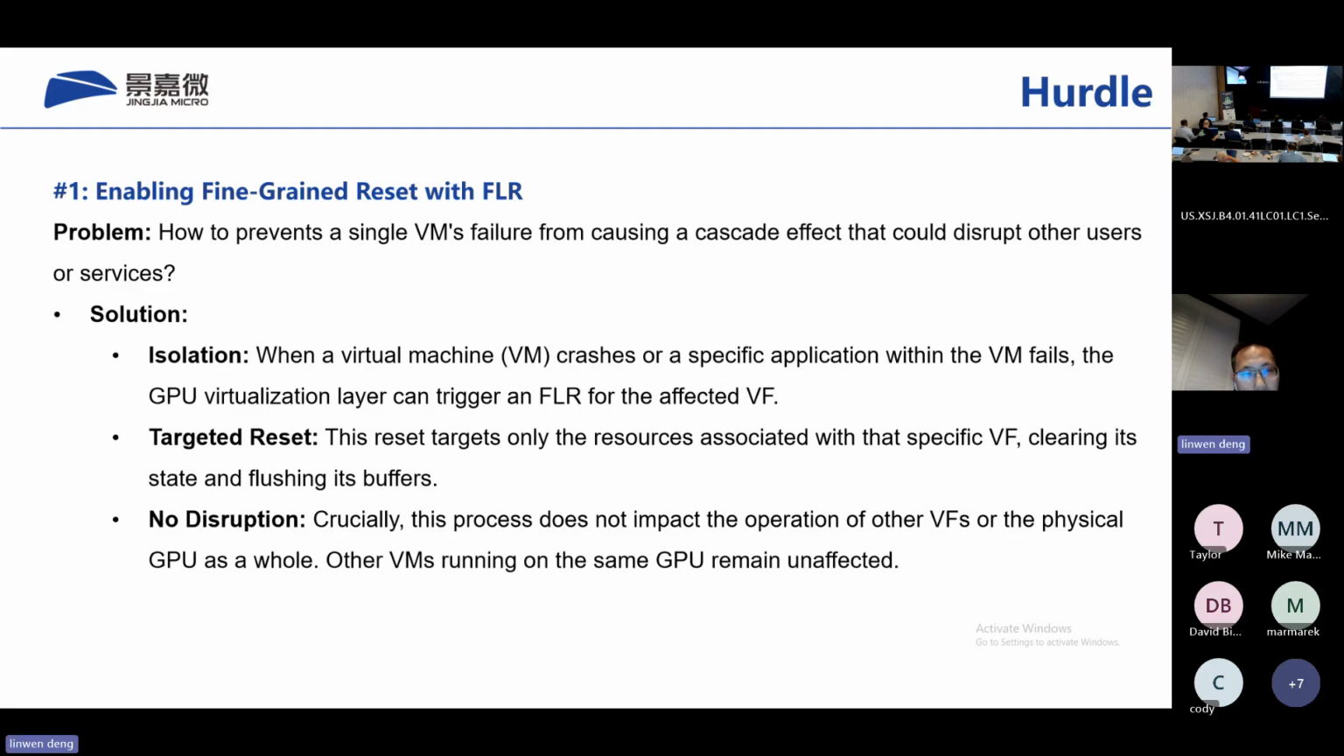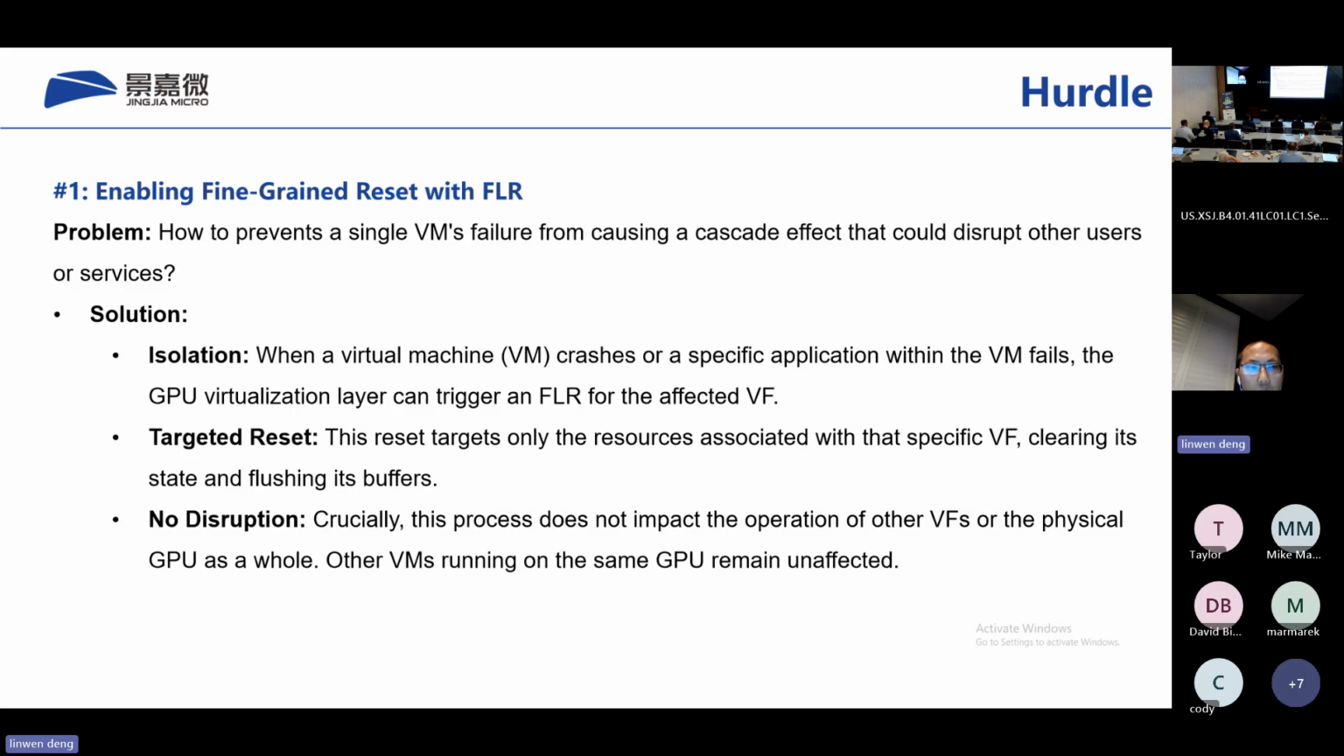Now we can talk about some of the problems we faced. The first problem we faced is how to prevent a single virtual machine failure from causing a cascade effect that could disrupt other users or services. The solution is the function level reset.